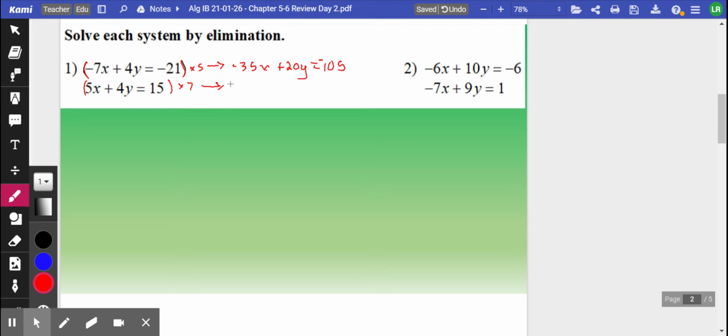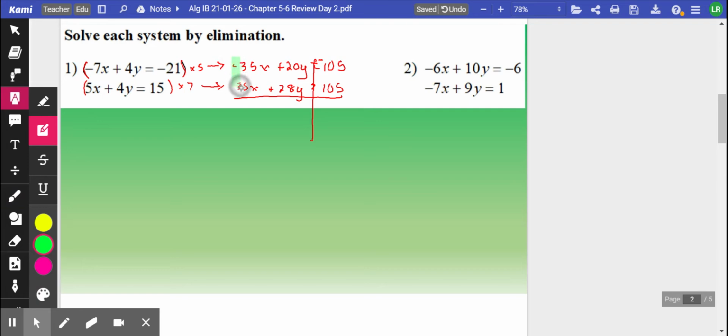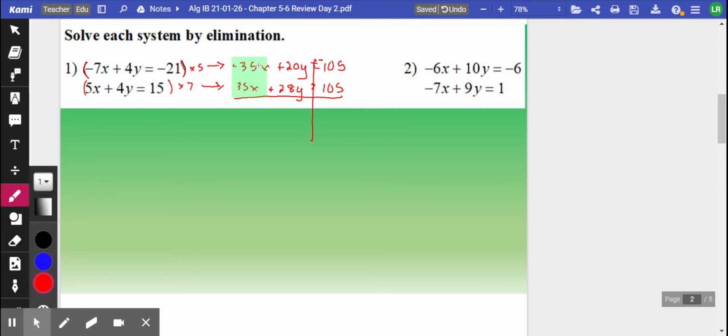Multiplying everything on the bottom by 7. So 5x times 7 is 35x. 4y times 7 is +28y. And 15 times 7 is 105. So I add my equations together. And when I add these together, notice I do get opposites with my x's, so those add up to 0. 20y plus 28y is 48y. -105 plus 105 is 0.